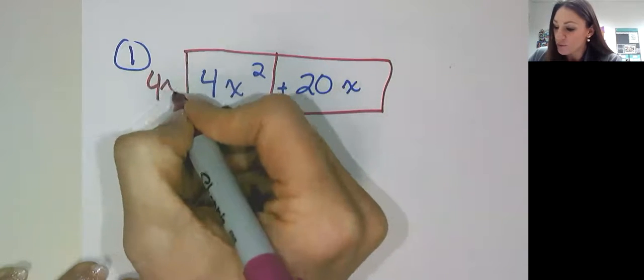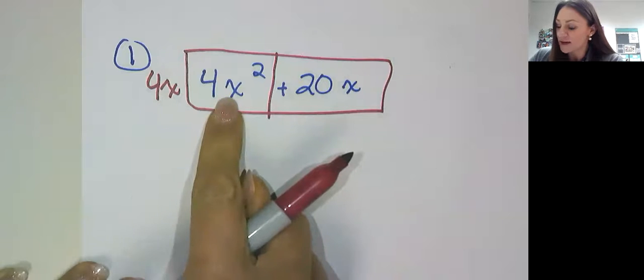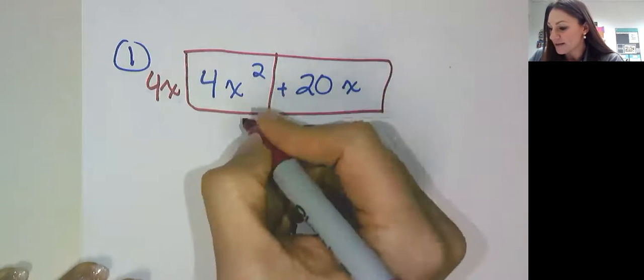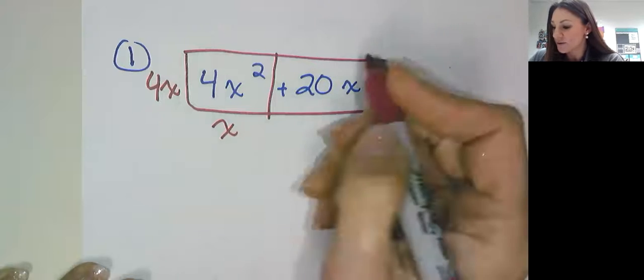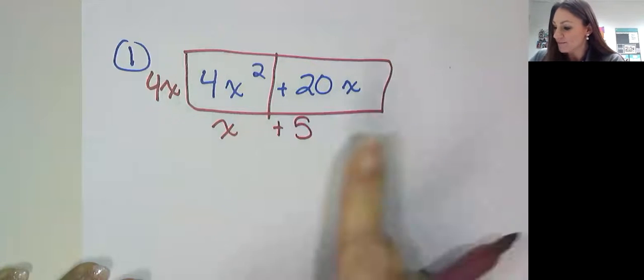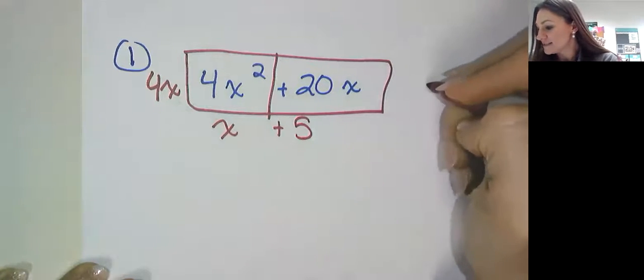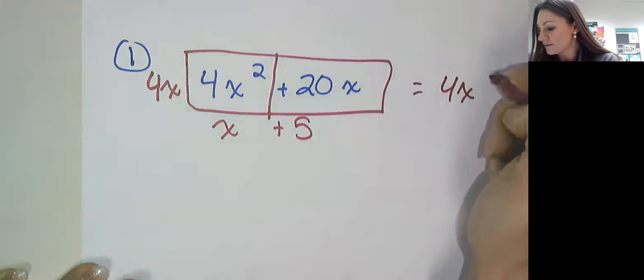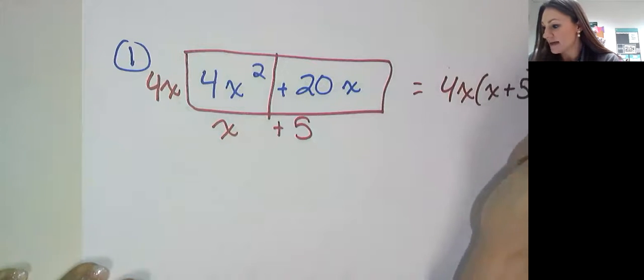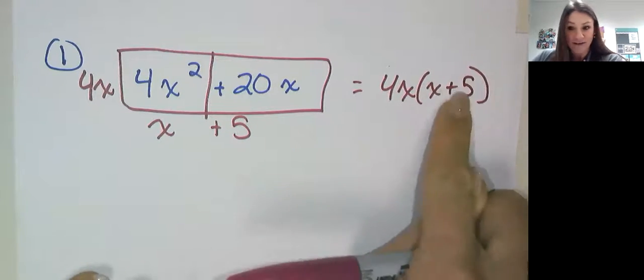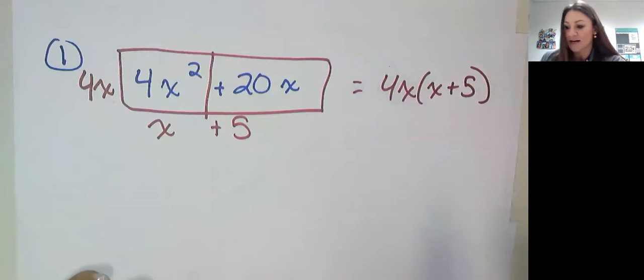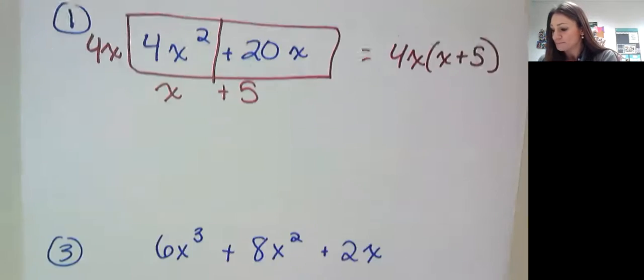They both have 4x. 4x times what is 4x squared? X. 4x times what is 20? So 5. So this written as a product or factored would be 4x squared times the quantity x plus 5. I can't factor this any further, so I'm done with that one.